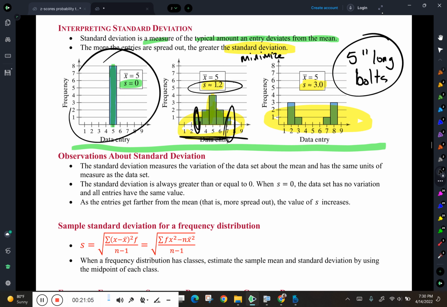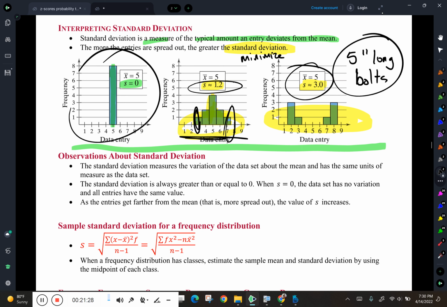So I need to try to some way minimize that standard deviation, because that standard deviation in this sense is an error in what I'm doing. And this would be insane. I'd be out of a job if I was supposed to make 5-inch long bolts and I had something like that going on, because the bolts are nowhere near 5 inches long.